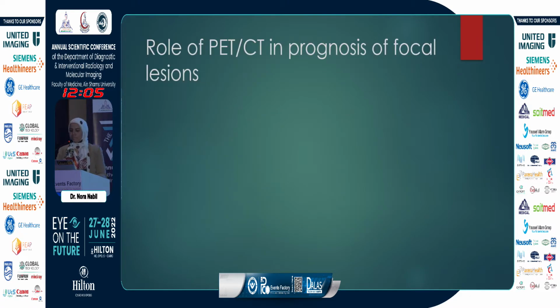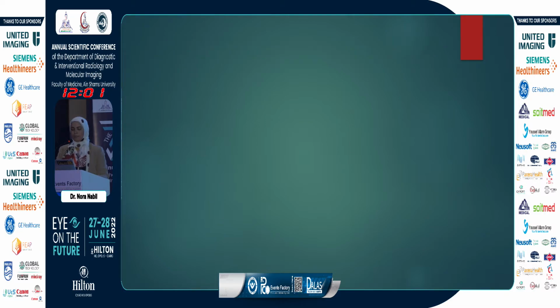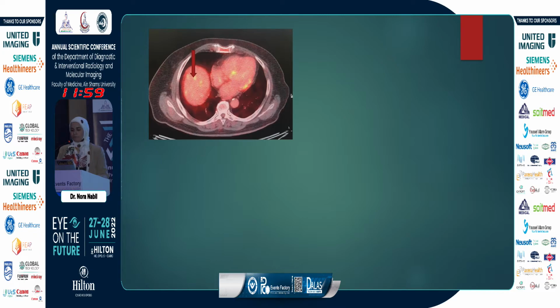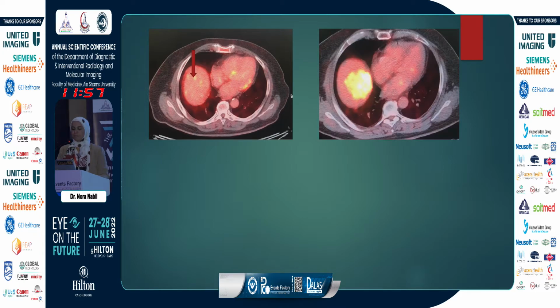Another role of PET-CT is in the prognosis of focal lesions. This is a case of a male patient with lymphoma. This is the old study. There is no focal lesion seen in the initial study. When the follow-up was done by our department, we see that a new focal lesion developed in segment 8 with avid increased metabolic activity.